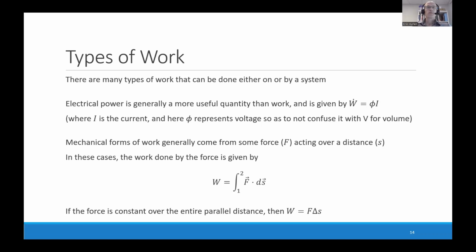Electrical power is then given by voltage times current, or W dot equals phi times I, where I is current, and voltage has been given the symbol phi here, mainly because we already have way too many V's in this class. You may be more familiar with this equation in its usual form of power P equals I times V. In general, the work will come from a force acting over a distance and is given by W equals the integral from point 1 to point 2 of the force F dotted with the displacement ds.